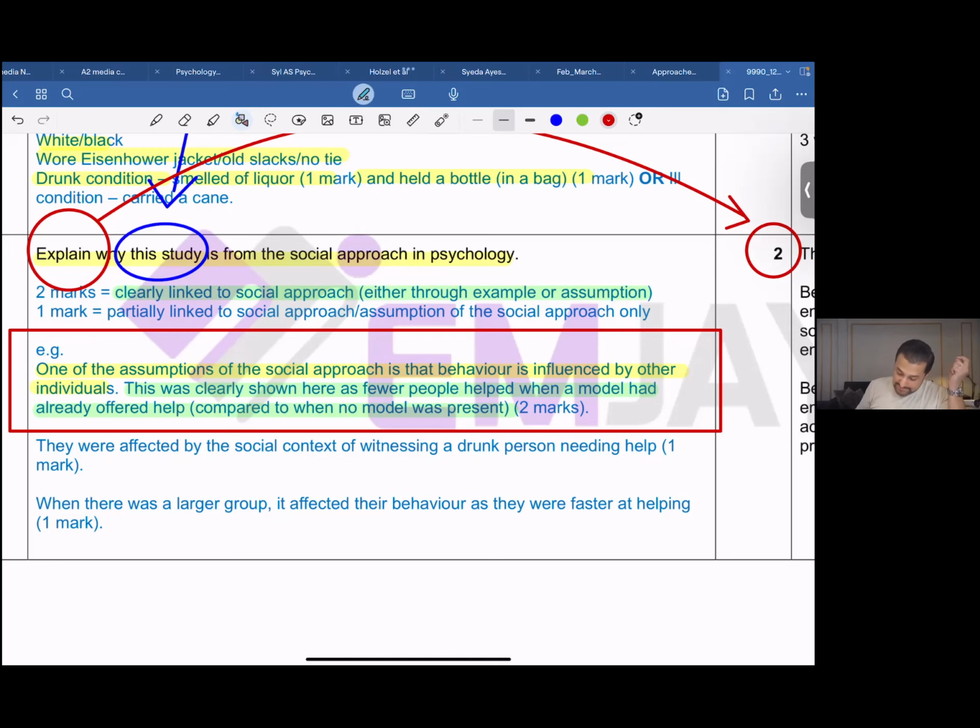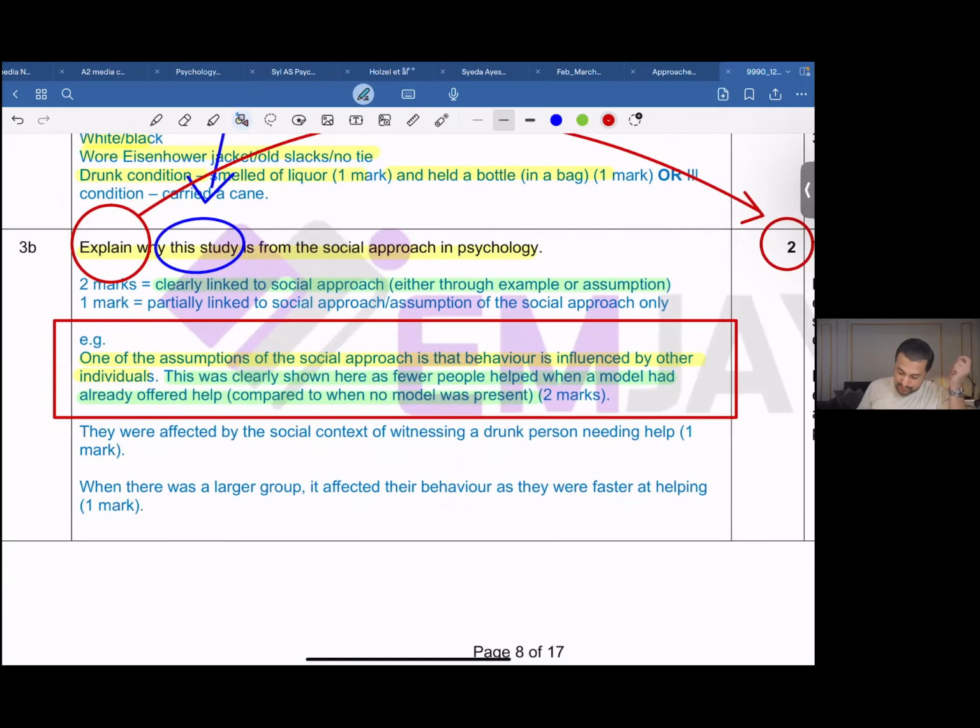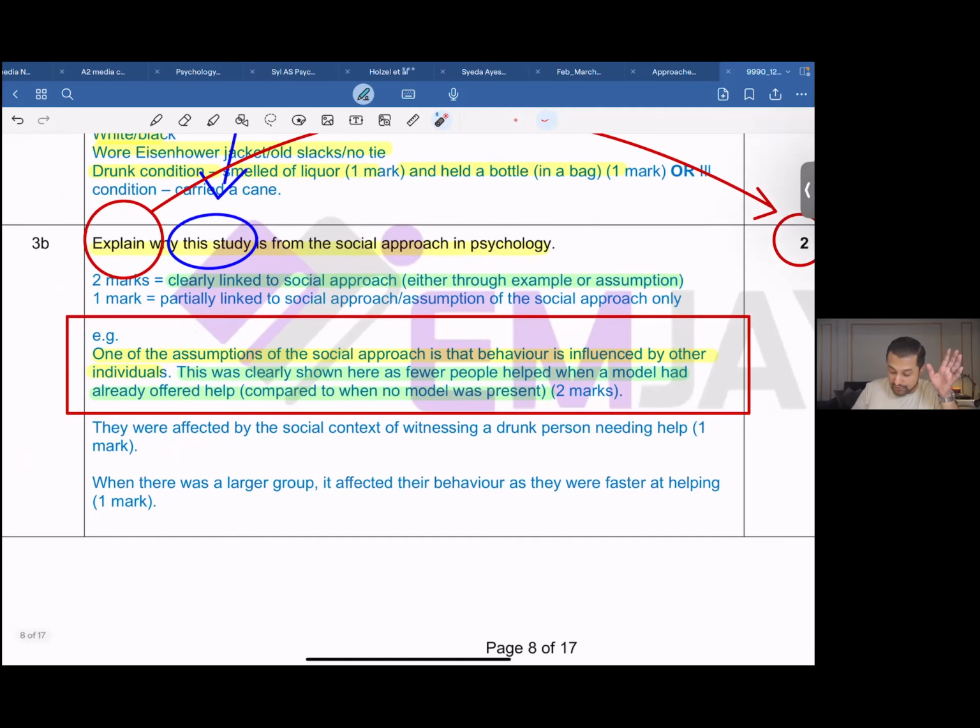So taking this ahead, this was an example of 2 marks. The yellow highlighted part shows you how the student could score the first mark, and the green highlighted part shows how the student would get the second mark. Now, an example of 1 mark: they were affected by the social context of witnessing a drunk person needing help, 1 mark. When there was a larger group, it affected the behavior as they were faster at helping. Again, you get a single mark. So for you to be able to understand how you're awarded 2 marks over here, you compare this with either of these two.